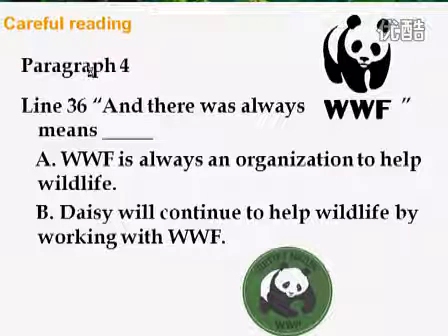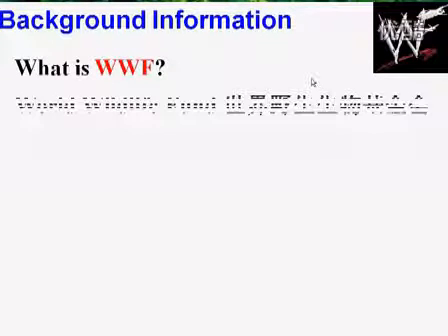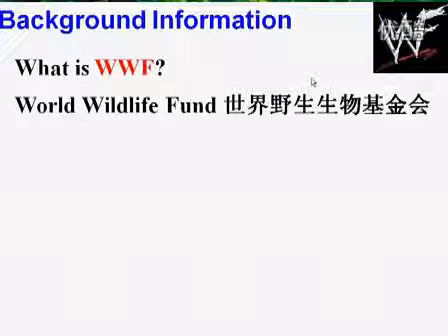Two choices. WWF is always an organization to help wildlife. Daisy will continue to help wildlife by working with WWF. So what is the meaning of the sentence? Yeah. The second one. Daisy will continue to help wildlife by working with the organization. 那么说到这个组织，这是这个组织的标志。那这个组织又是什么意思？肯定有很多同学都听说过，3个字母分别代表着什么呢？好，我们来看一下有关它的背景知识。Now, WWF here refers to the World Wildlife Fund.